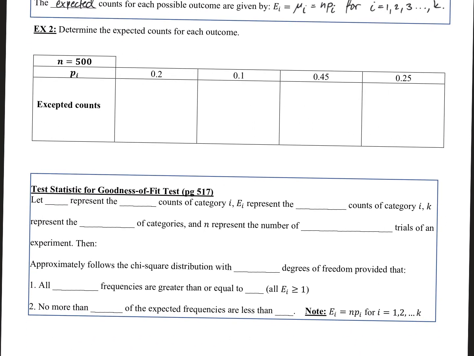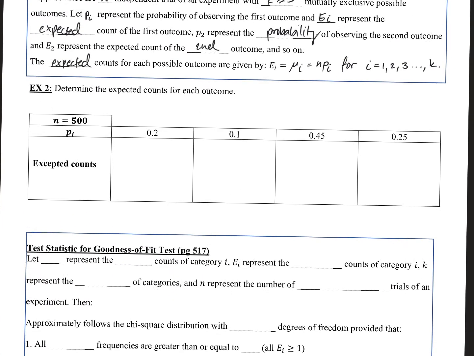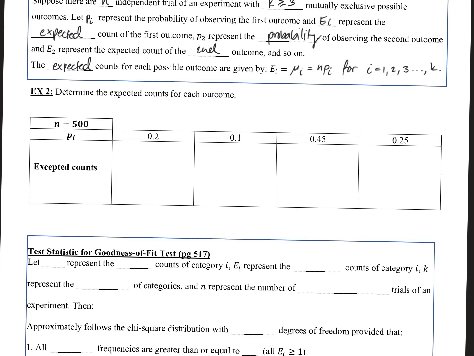So step 2: determine the expected counts for each outcome. Well, how do we determine the expected count? We're going to use the formula given right up here. The formula states e sub i equals mu sub i, or n times p sub i. So for our expected count here, this is 1 for i, this is 2, 3, and 4. So this will be e sub 1, which is equal to n times p sub 1. And I'll go ahead and write down the formulas for all of them.